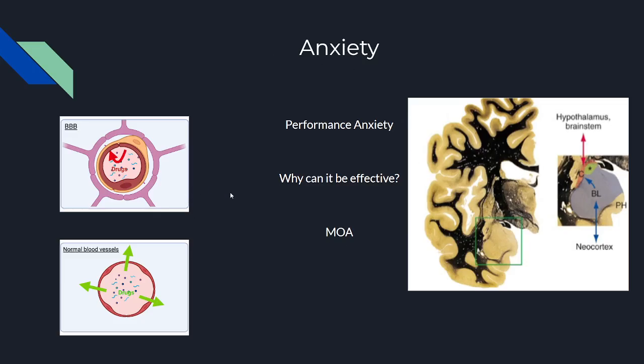How can it do this? It crosses the blood-brain barrier. So here are normal vessels, right? There's almost nothing blocking it. But here in the blood-brain barrier, we have endothelial cells surrounding it, making it harder for molecules to cross. But since the molecular weight is so small, smaller than 500 grams per mole, it's able to cross these tight junctions and then into the brain to block the adrenergic receptors over here in the basolateral amygdala.